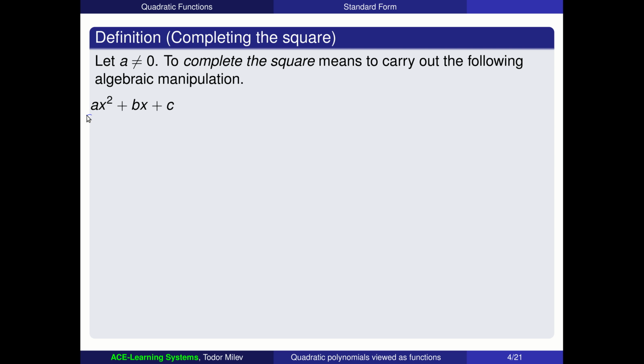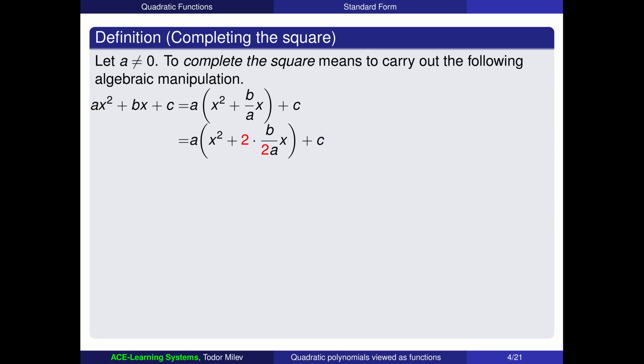So, to complete the square means to carry out the following algebraic manipulation. Let's take an arbitrary quadratic, ax squared plus bx plus c. So here's what we do. First, we factor out the leading coefficient. That's exactly what we did on the previous example. In the previous example, the leading coefficient was the number 3, if you remember. The next thing we do is we factor out the leading coefficient a from the term bx. So we get b over a. So in the preceding example, that was 5/3. If you remember, b was 5 and a was 3.